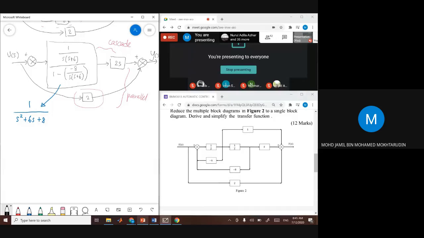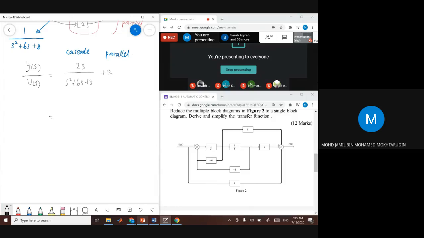Cascade, so cascade 2s over s squared plus 6s plus 8, plus 2 represents the parallel, and this one cascade. This is cascade and parallel. So further simplify, you get, okay. This is probably the answer.